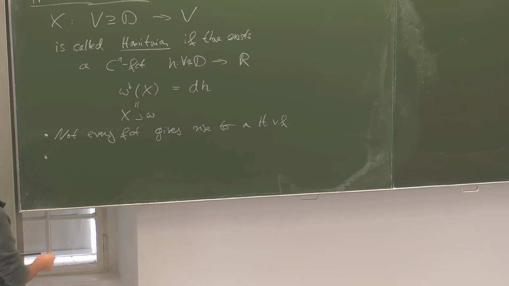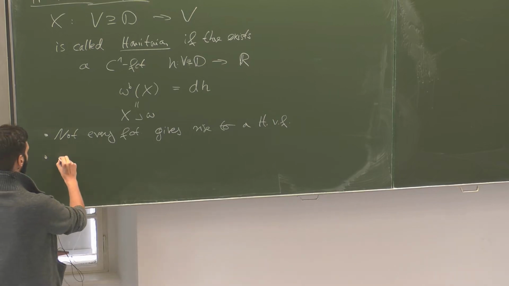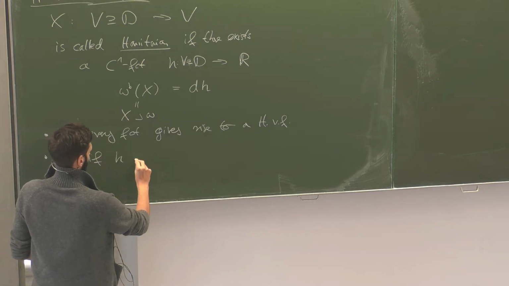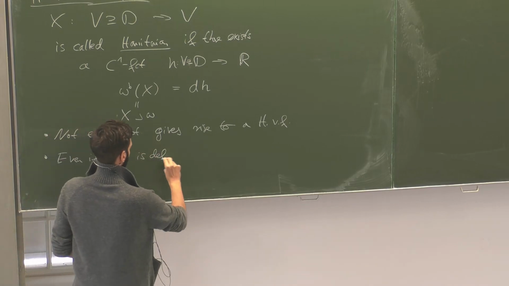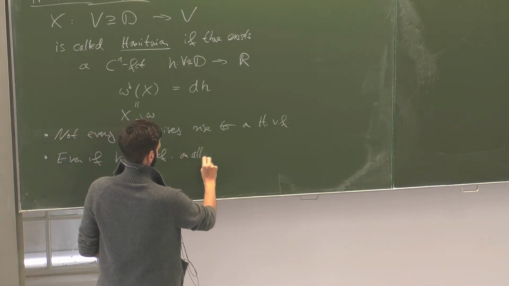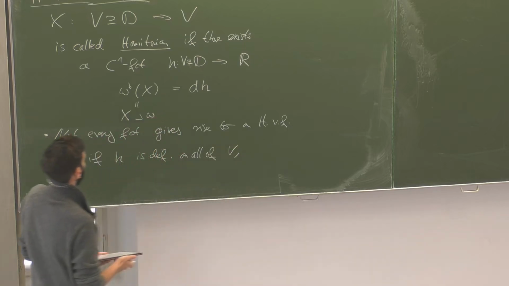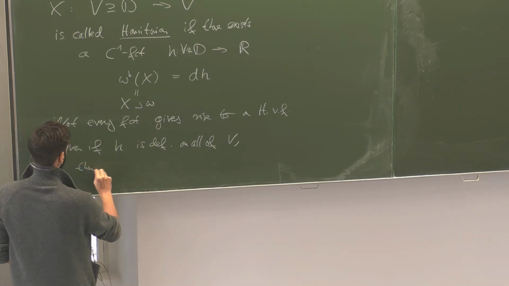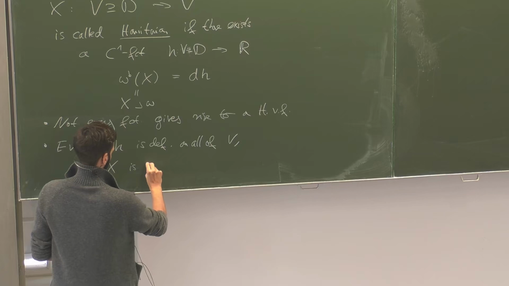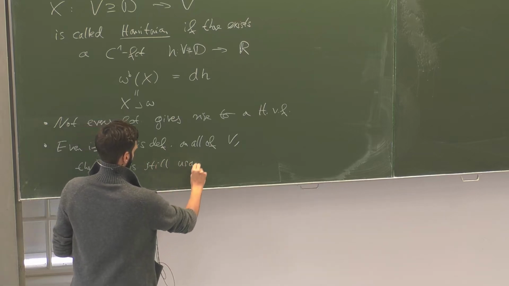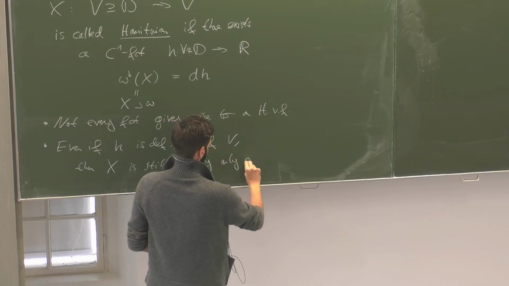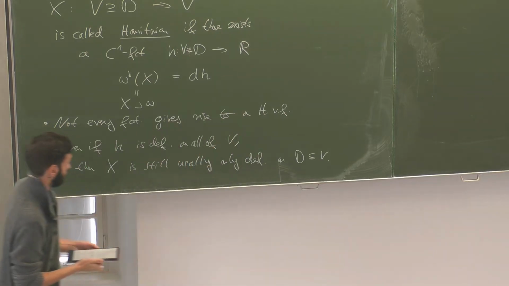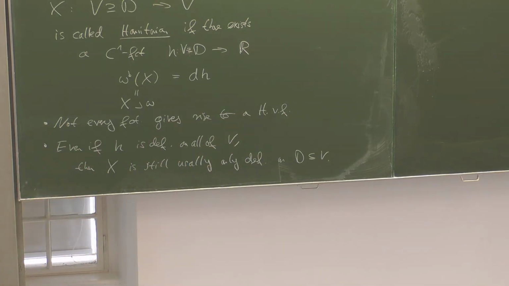And one remark about the domains. What we have seen already in the wave equation is that even if H is defined on all of V, then the domain of the vector field is usually still not all of V. So that was what we've seen in the wave equation.